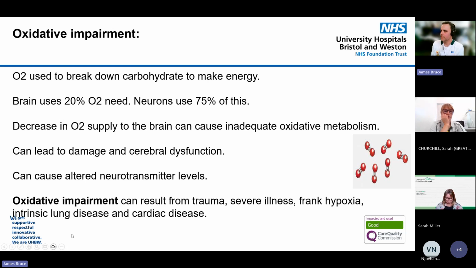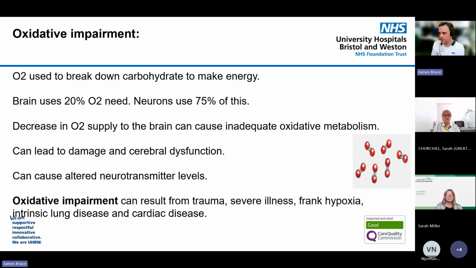The other hypothesis in the mixing pot is oxidation impairment. If you think about oxygen, we use oxygen to break down carbohydrate. Thinking back to school science, you've got that ADP and ATP, so you're breaking down that bond to make energy. The brain uses about 20% of our oxygen need, so whatever we take in, 20% of it is directed to the brain. And neurons use 75% of that 20%. So your brain is very oxygen hungry.